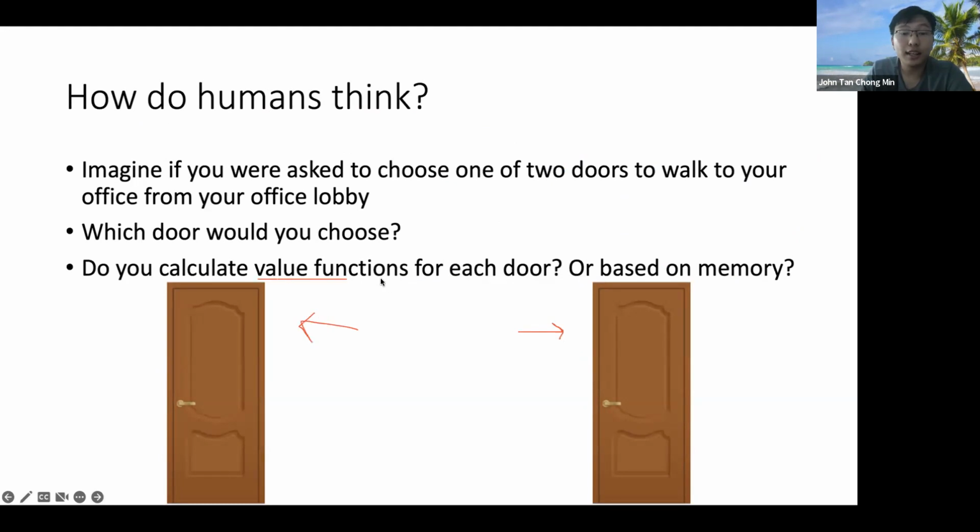Do you actually calculate which door gives you a higher reward? Or do you look through your memory, see which door you opened, and then visualize the process of going to your room? Okay, maybe we just do a poll. How many of you think that we actually choose the right door using a value function in our heads? Okay, no one. All right. How many of you think that we choose the right action based on some form of memory?